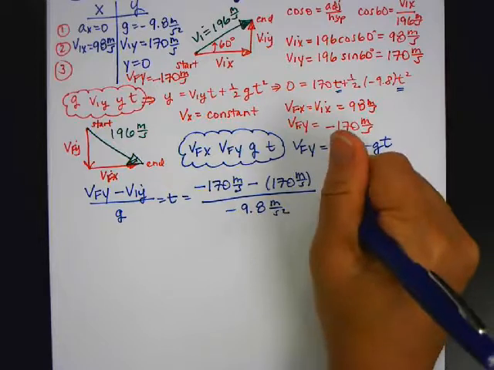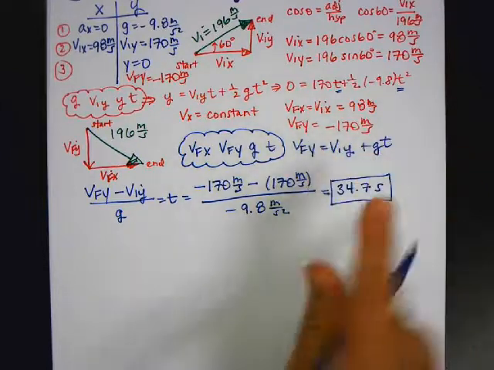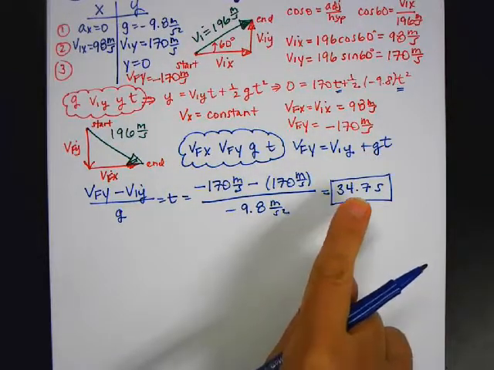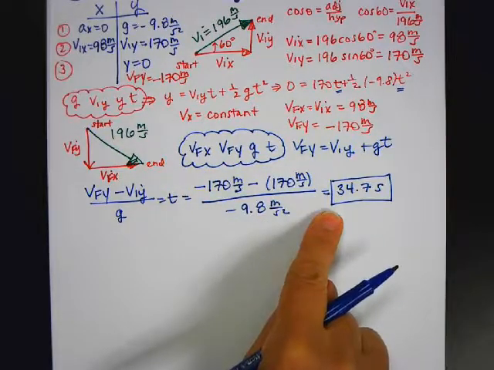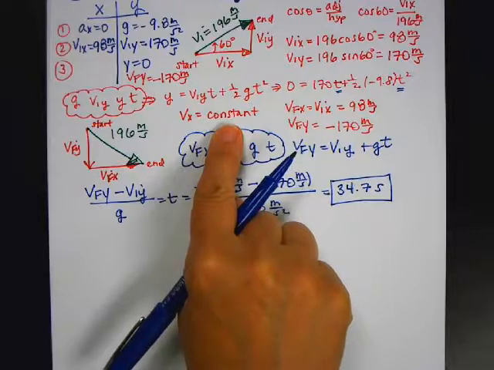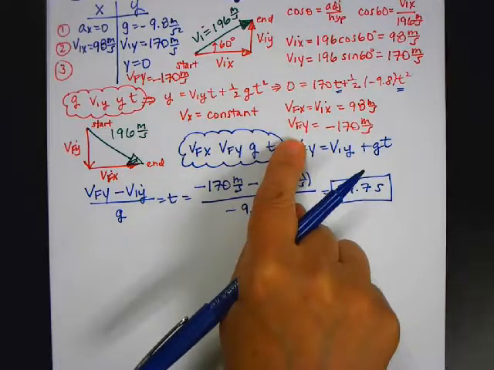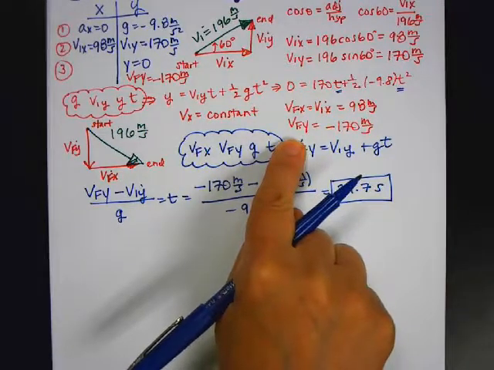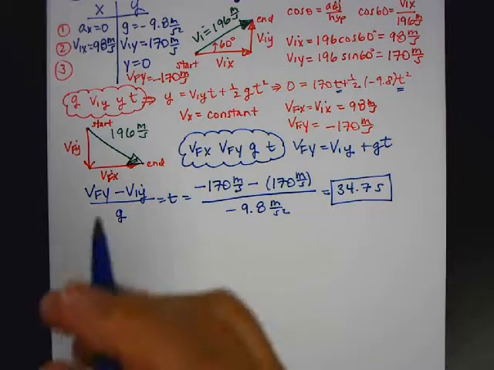So when I do all this, the time comes out to be 34.7 seconds. So this is easier than using the quadratic. So I recommend for all your homework problems, when you're finding the time, to do it this way. So the physics that you have to know here is that the horizontal component of the velocity is constant, so VFX is equal to VIX, and then VFY is equal in magnitude but opposite in direction of VIY. That's what you need to know. All right, so that's part B.